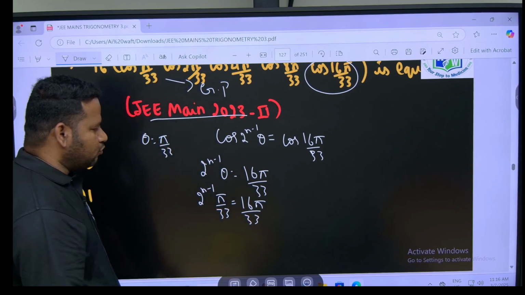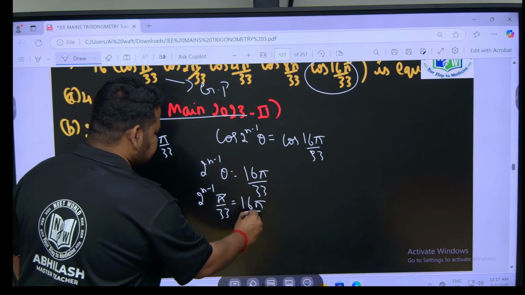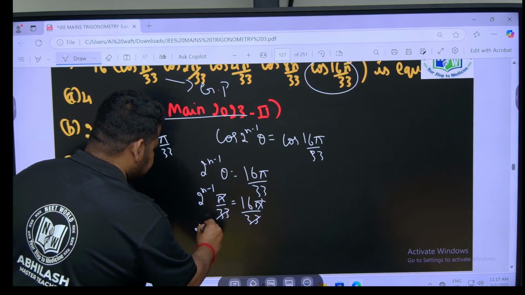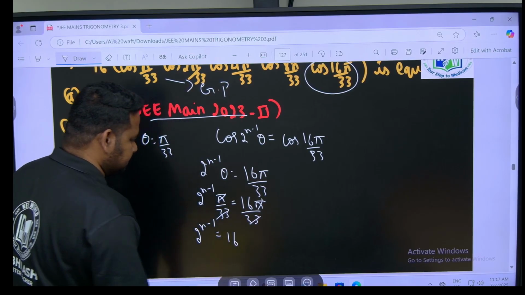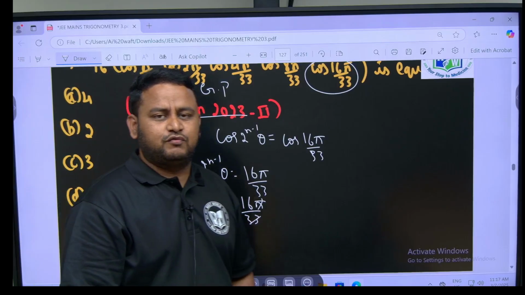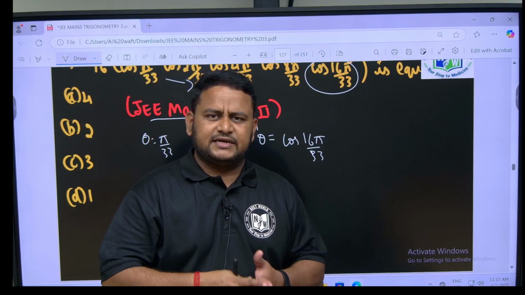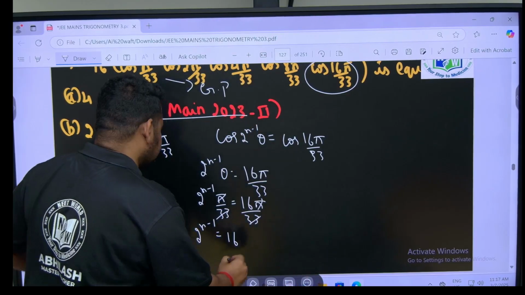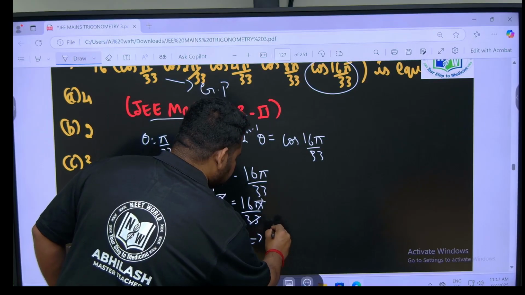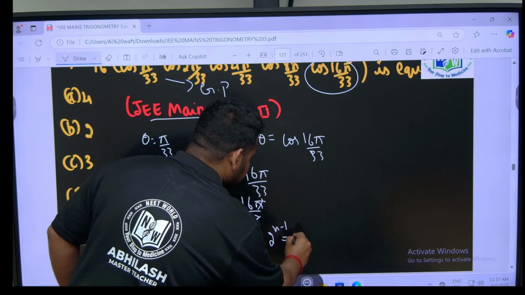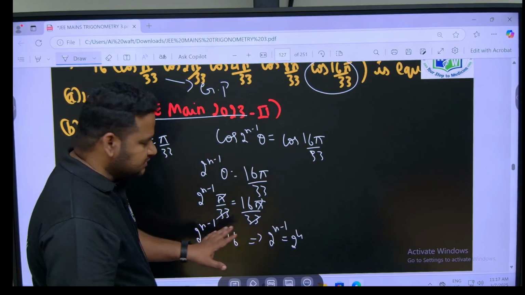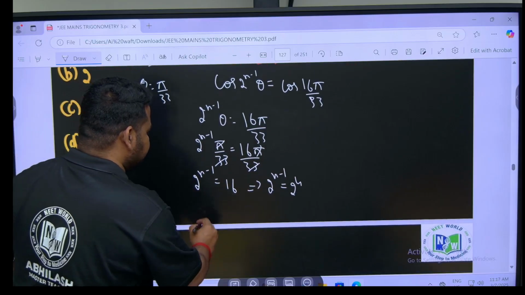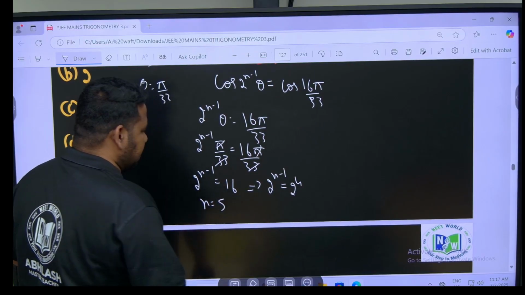Got it? Now what can I cancel here? Pi and pi I can cancel, 33 and 33 I can cancel. So I get 2 to the power of n minus 1 is equal to 16. 16 can be written in powers of 2 as 2 to the power of 4. So 2 to the power of n minus 1 is equal to 2 to the power of 4. I hope you understood, friends. So n minus 1 will be equal to 4. Therefore n will be equal to 5.